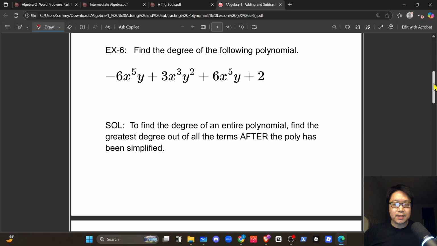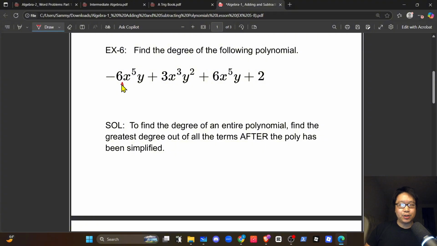let's try example 6. And this one says to find the degree of the following polynomial. To find the degree of the polynomial, you simply have to find the highest degree present out of all the terms in the polynomial. So all you have to do is count up the exponents and then find the highest one for each monomial. Now, the important part of this is that you have to simplify the polynomial first before trying to figure out the degree of the polynomial.